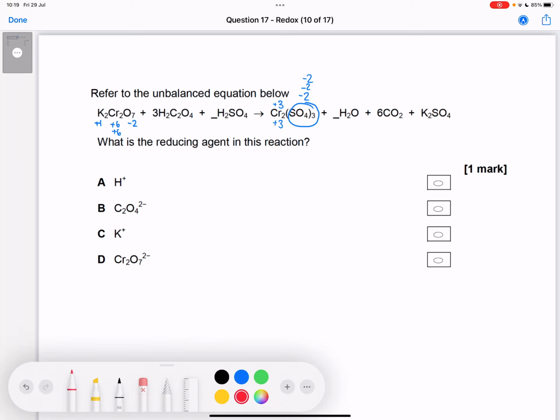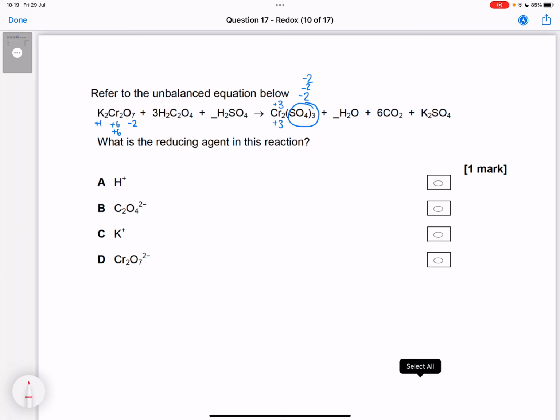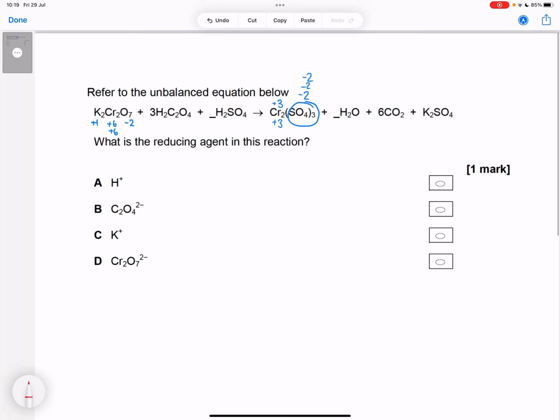So we need to find somebody that's been oxidized. So who looks like they might have changed in the other direction? I'm going to take a guess that it's not in the sulfuric acid, because if it was something to do with the sulfuric acid, which we know can act as an oxidizing agent from our group 7 knowledge, it would change its oxidation state. It would become like sulfur or hydrogen sulfide. So I'm going to take a guess it's inside this, probably the carbon.